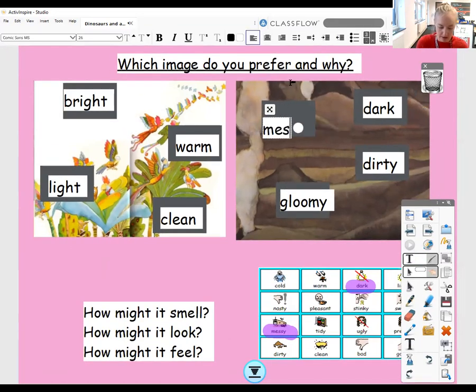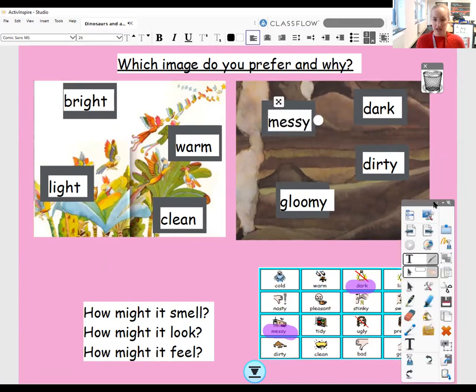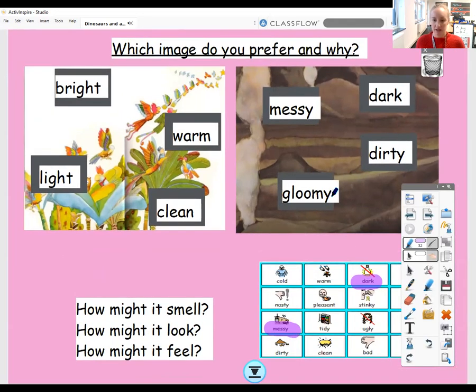Messy. M-E-S-S-Y, messy. Remember, we learn as well, if we're making the E sound at the end of a word, we add the letter Y. So if you look here, messy, gloomy, dirty. So make sure you're putting a Y at the end, okay, and not the letter I.